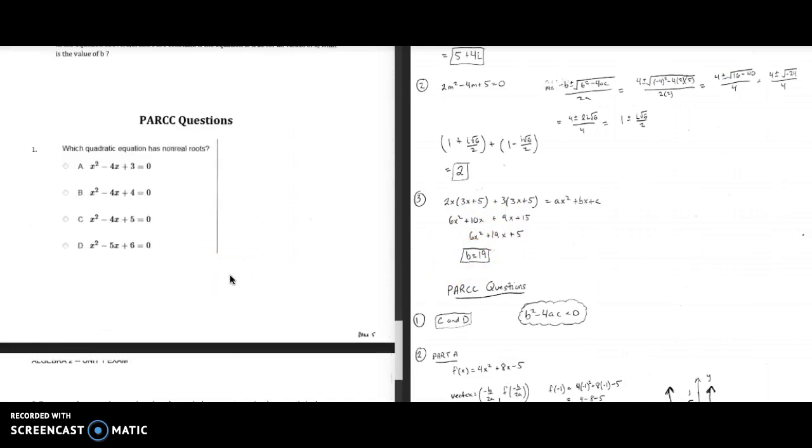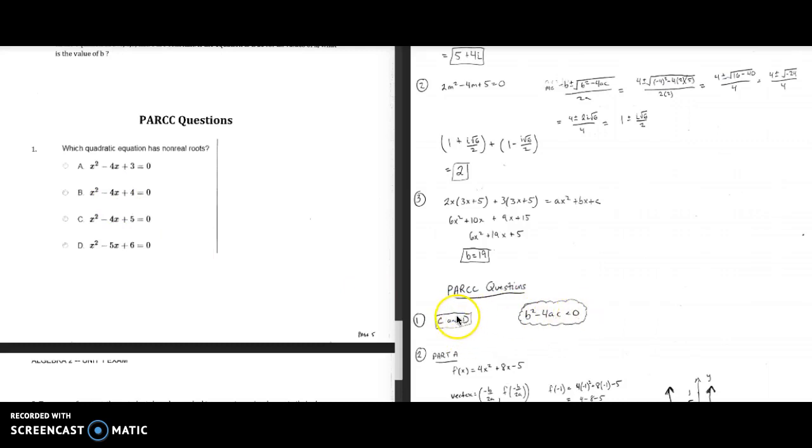Okay, PARCC question. First one, which quadratic equation has non-real roots? Non-real means imaginary. To find imaginary roots, it's really easy to just do the discriminant and see which answer gives you a discriminant that is negative. That's b squared minus 4ac. I'm looking for when that is less than 0.